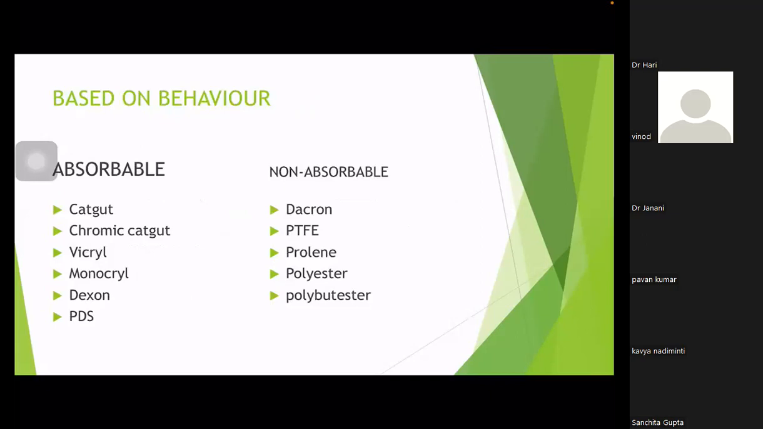Based on behavior, absorbable and non-absorbable. Absorbable are CATGUT, CHROMIC CATGUT, VICRYL, MONOCRYL, dexon, and PDS. Non-absorbable are dacron, PTFE, PROLENE, polyester, and polybutester.